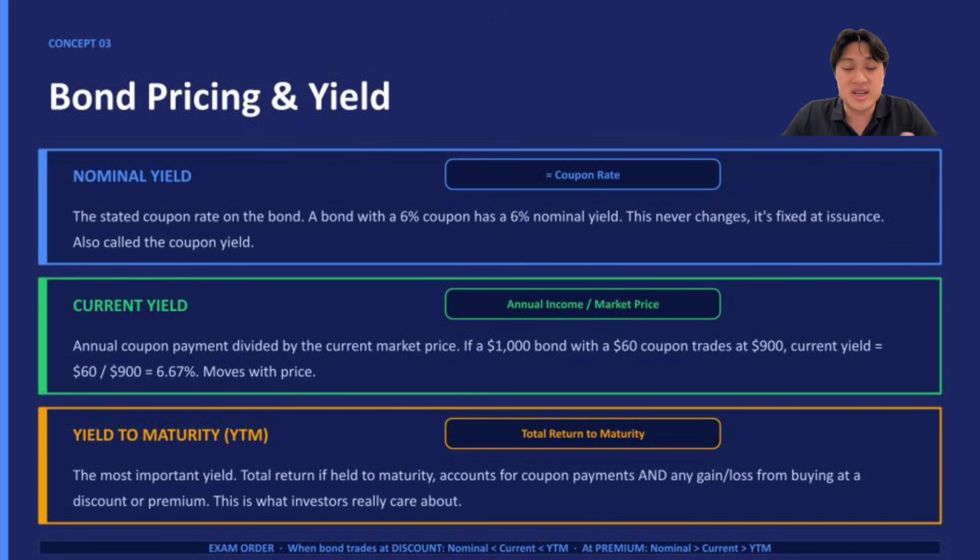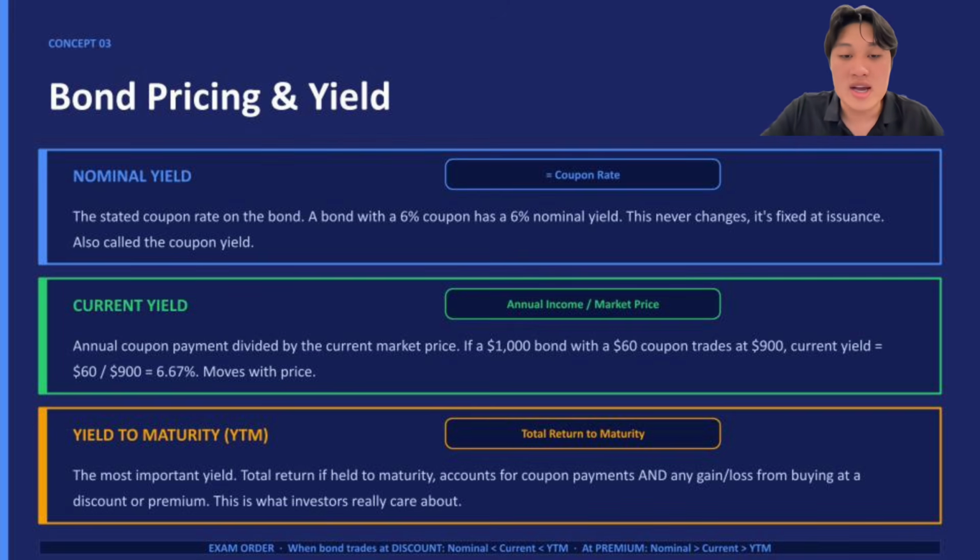Yield to maturity. This is the most important yield. This is the total amount the bond actually returns to you if it is held until maturity. This accounts for the coupon payments as well as any gain or loss from buying at a discount or premium. This is what investors really care about.